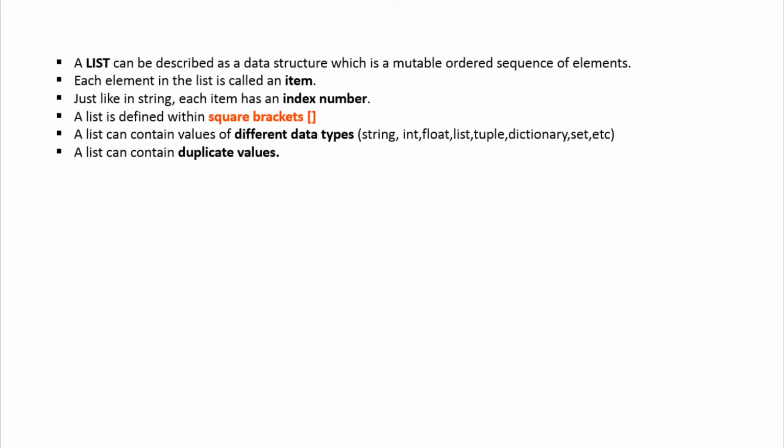Each element in a list is called an item. Just like a string, where we have an index number for each and every letter, here we have an index number for each and every item in a list. A list is defined within square brackets. A list can contain values of different data types, and it can also contain duplicate values.